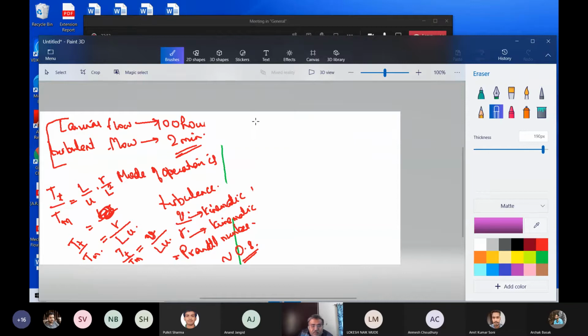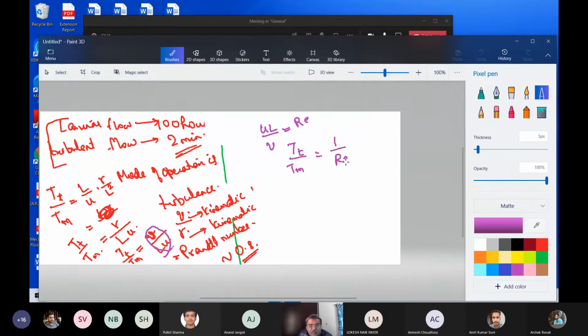So we have this UL by nu here. UL by nu is the Reynolds number. So what we see is that TT divided by TM is equal to 1 by Reynolds number. So you see that the time rate of diffusion between laminar and turbulent flows really depends upon the Reynolds number of the flow. This is one particular fact, one point you will see.